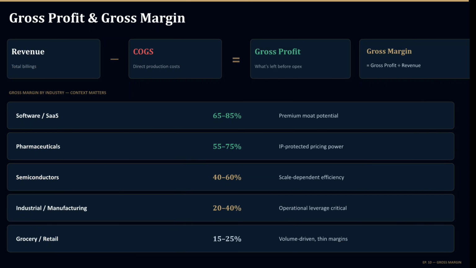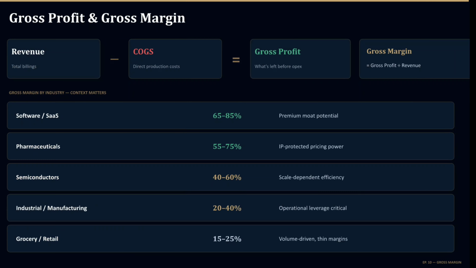Once you have revenue, the next step is subtracting the direct cost of producing what was sold. That's called cost of goods sold, or COGS. Revenue minus cost of goods sold equals gross profit. The gross profit divided by revenue gives you the gross margin, expressed as a percentage.